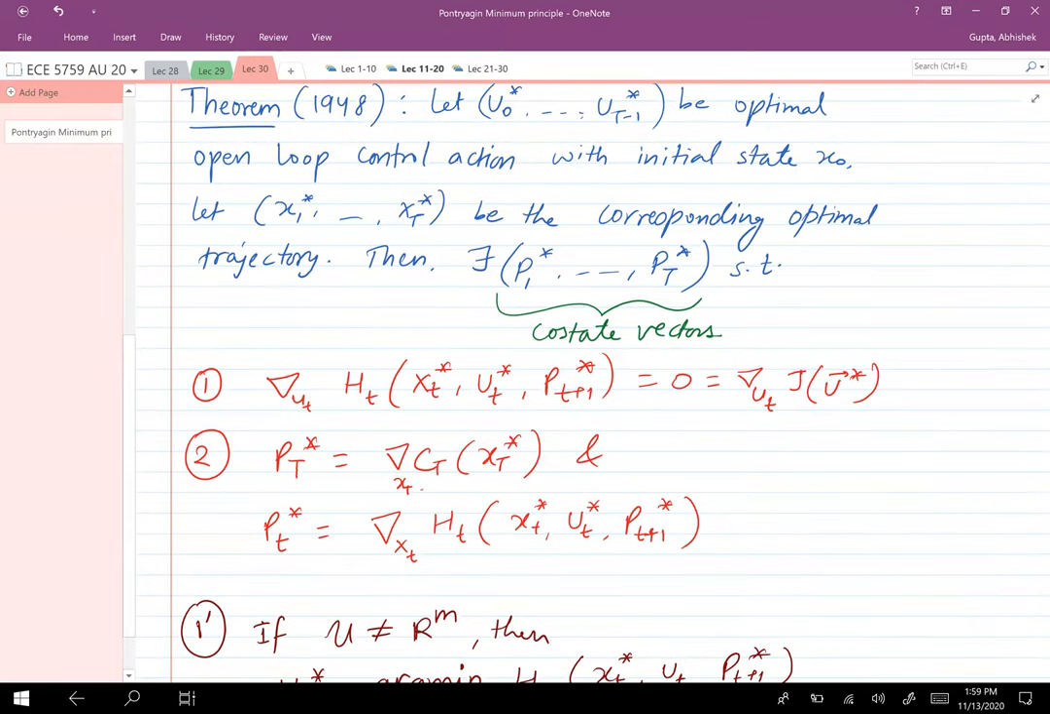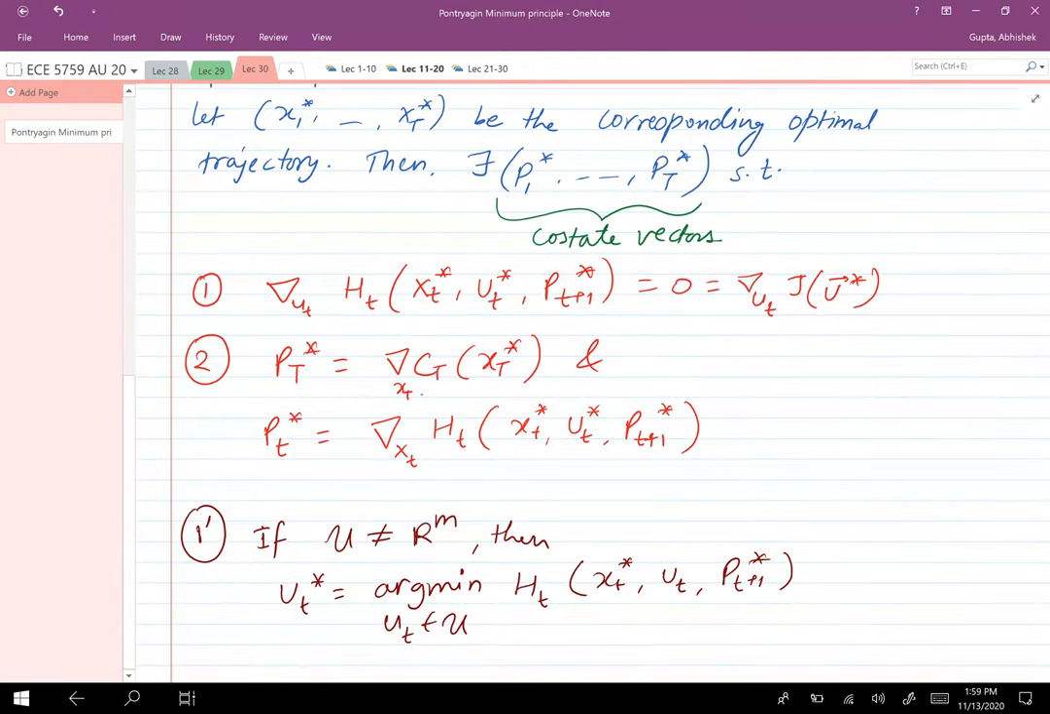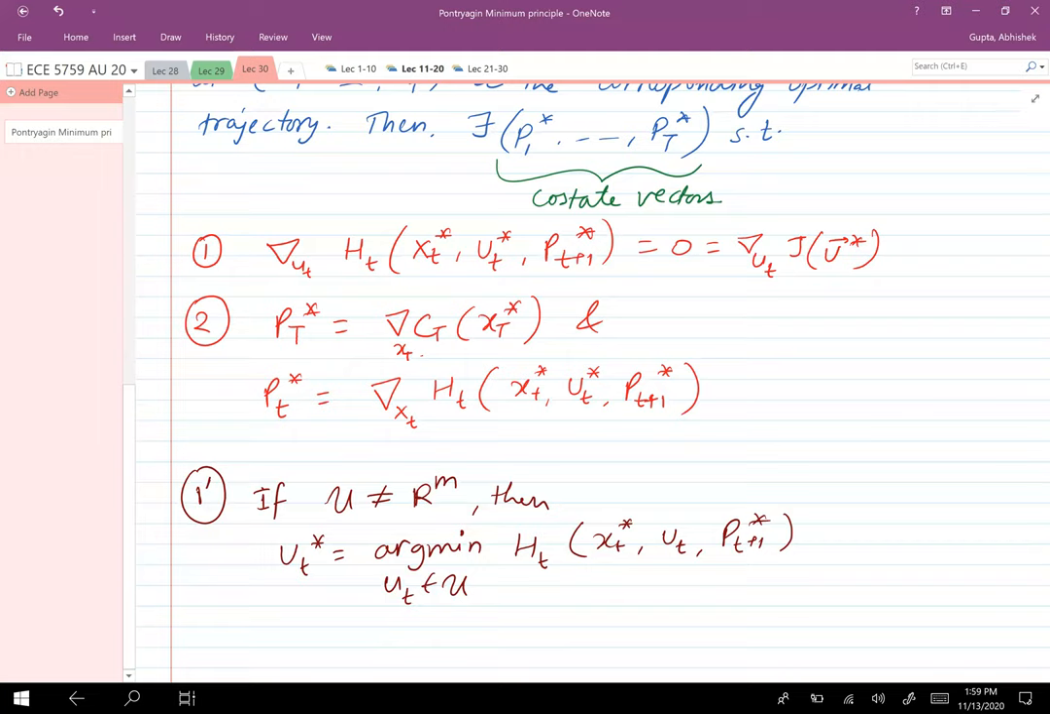Okay, so given the optimal open loop control action and the corresponding optimal trajectory, I can find co-state vectors such that the gradient of the Hamiltonian vanishes along the optimal trajectory, and the co-state vectors are updated in this backward fashion. So you start with the co-state vector at the terminal time, and then you define the co-state vector at time t. So this is the backward propagation part.